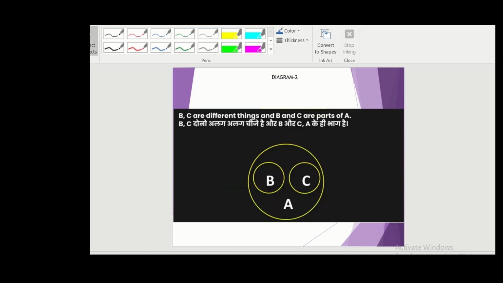So let's check diagram 2. B and C are different things, and B and C are part of A. I mean, B and C are of course two different objects, but they both are part of A. Like our hands and legs, they are different. Okay, we are not monkeys, we have 2 hands and 2 legs. Whatever, our legs and our hands are totally different things, but they both are a part of our body. Am I right? You cannot say our hand is not a part of our body. They are part of our body.